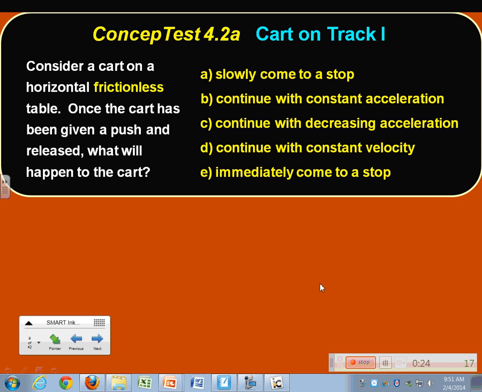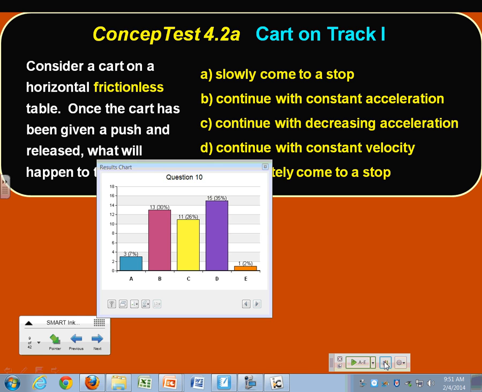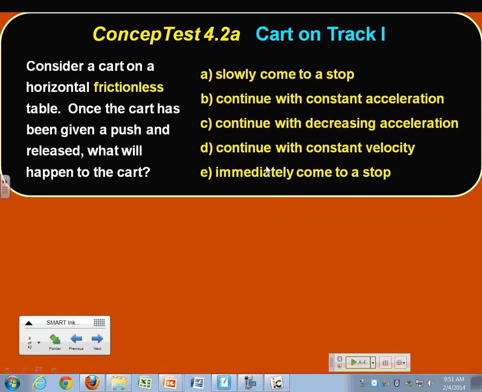I will put these online for y'all, by the way. Stop at 40 seconds. Okay, we're all over the board here.